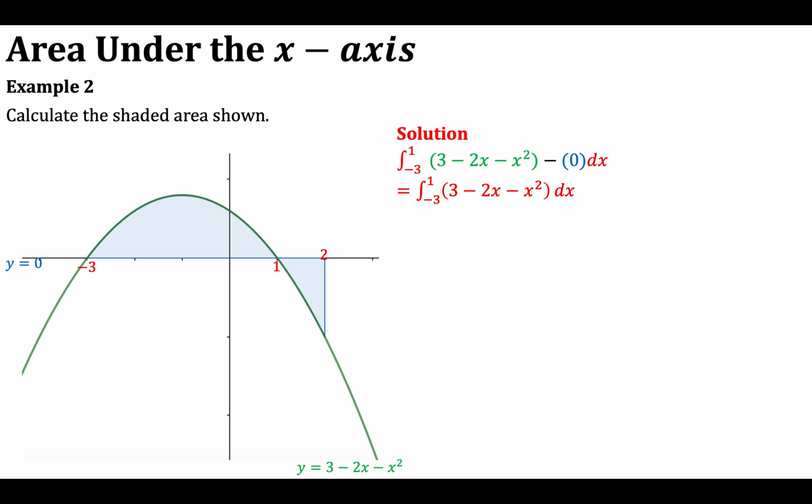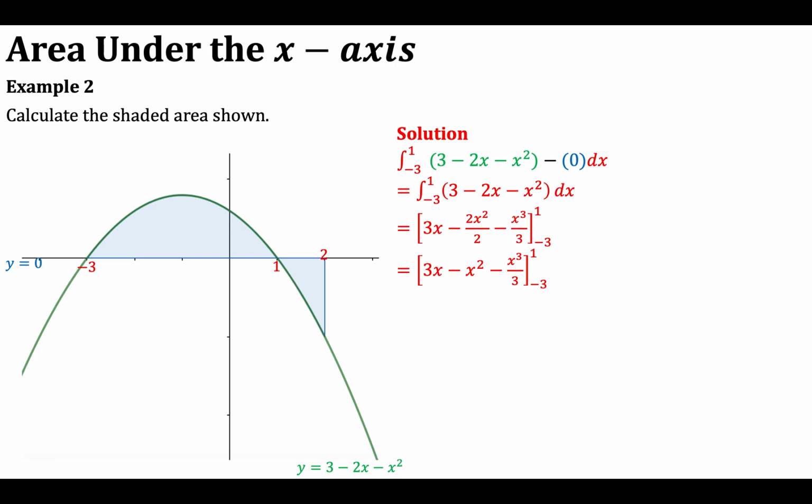So I can see that this expression doesn't change. I'm subtracting 0 from that, and that's fine. And that's what we were doing when we first started looking at area a few lessons ago. So integrating will give us 3x minus 2x squared over 2 minus x cubed over 3. And hopefully you can see that negative 2x squared over 2 simplifies to give us negative x squared.